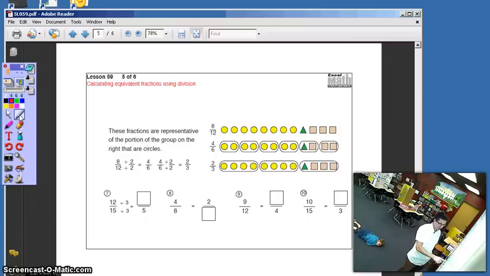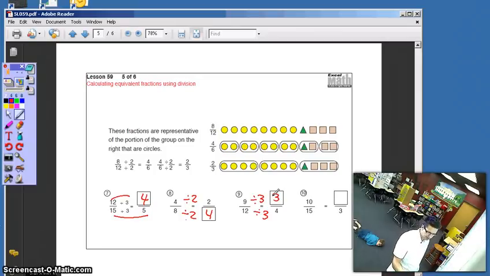Alright, so 12/15, we divide both of those by 3. 15 divided by 3 is 5, so 12 divided by 3 is 4. Number 8, to go from 4 to 2, we divide 4 by 2 to get 2. 8 divided by 2 is equal to 4, so 4/8 is equal to 2/4. From 12 to 4, 12 divided by 3 is 4, so 9 divided by 3 is 3. And then, last but not least, 15 divided by 5 is 3, so 10 divided by 5 is equal to 2.